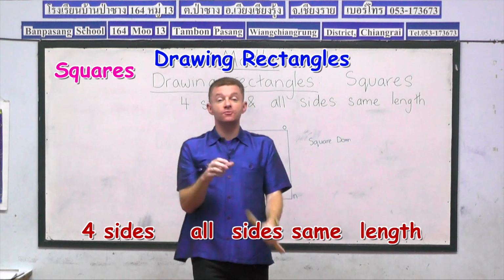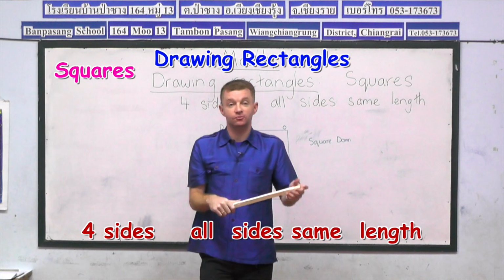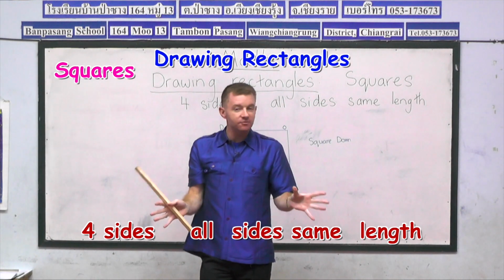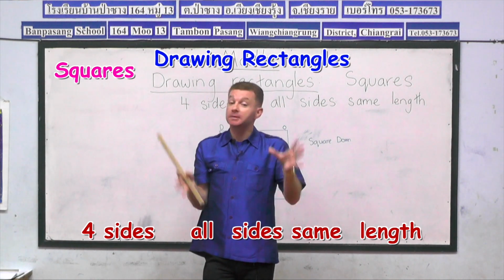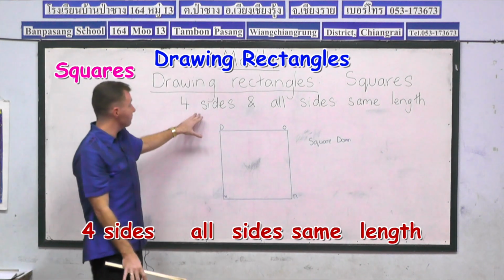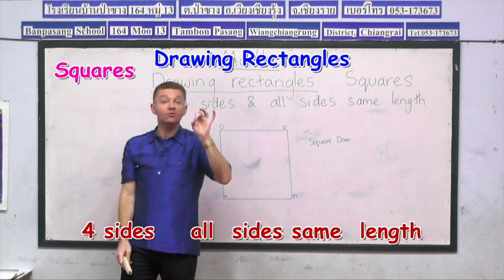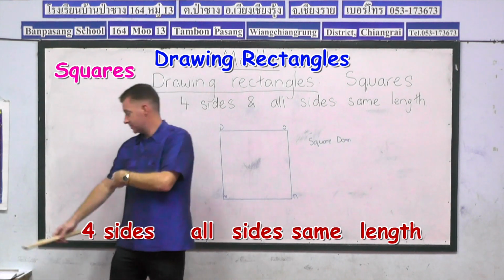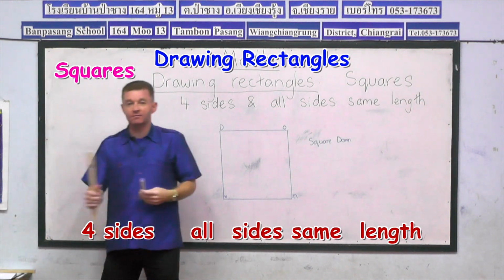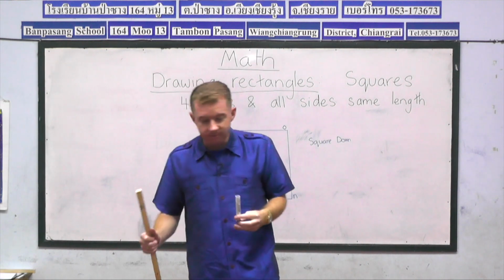And what we're going to do now is we'll do one more demonstration with a slightly larger straight edge, because squares don't have to be the same size. They can be bigger and they can be smaller, as long as they share the two common characteristics: 4 sides and all sides same length. So now we have another straight edge, but now I need another student.